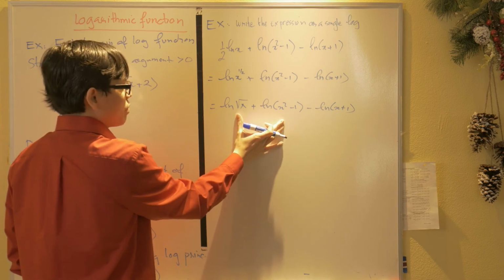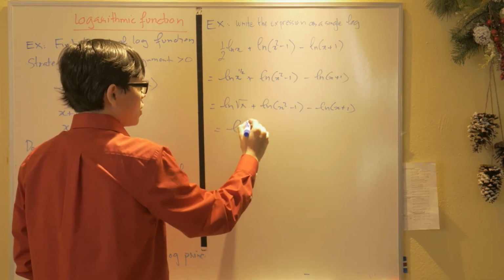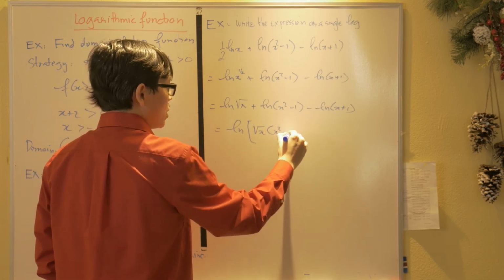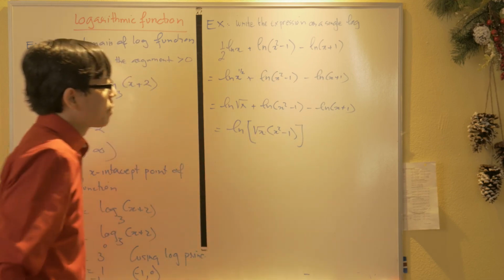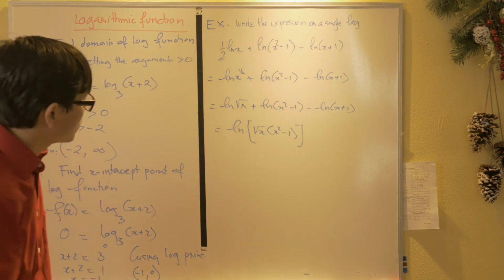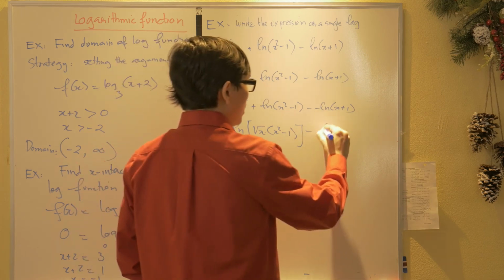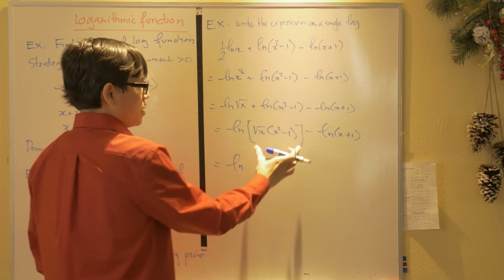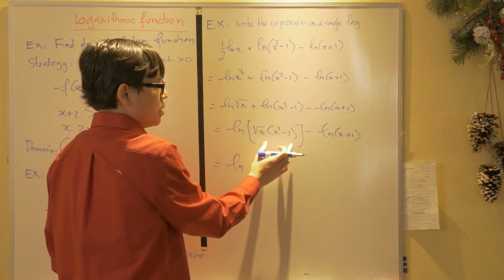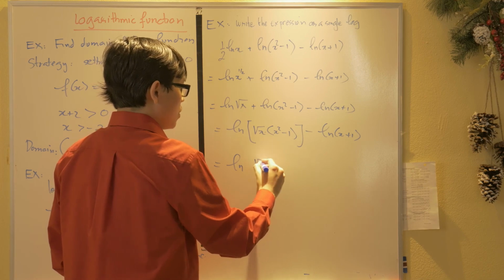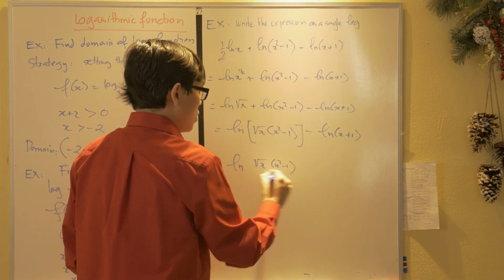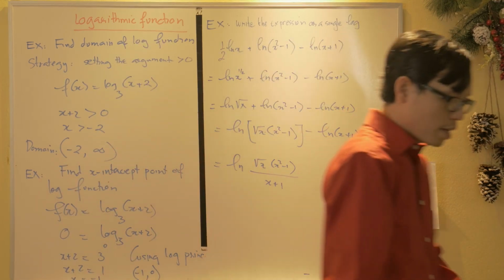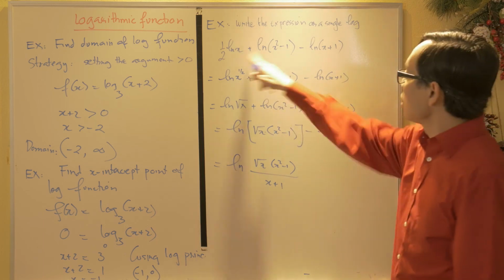Then the sum gives you the product: square root of x times (x squared minus 1). See that? It's a product. The sum gives you the product, remember, and the difference gives you the quotient. So I can write this as ln of this minus this, so the numerator on top is square root of x times (x squared minus 1), over the bottom, x plus 1. So we successfully converted three logs to one log.